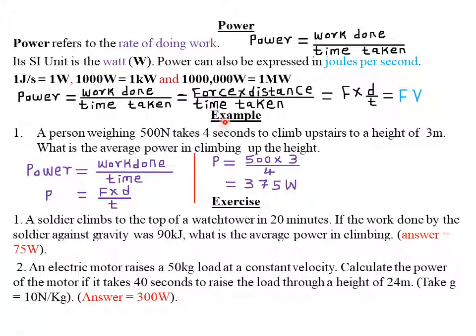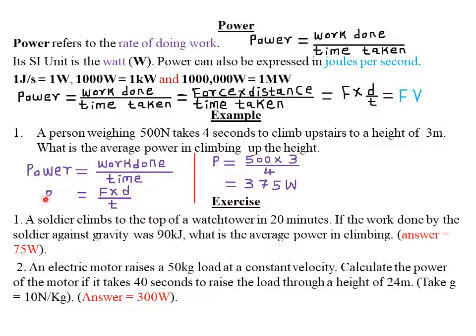Then I have one example here that I want us to look at. The example is that a person weighing 500 newtons takes 4 seconds to climb upstairs to a height of 3 meters. We are asked to find the average power in climbing up the height. So we know that power is equal to work done over time. We just look at what we have been given. In this question, we are given the weight, which is just the same as the force. Then we are also given the time t, which is 4 seconds. We are also given the height, which is the distance in this particular case.